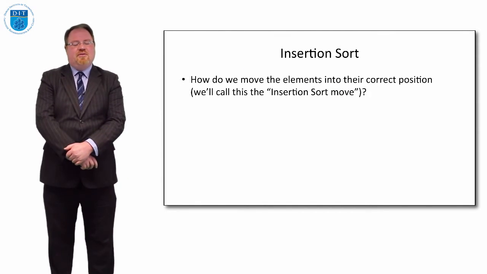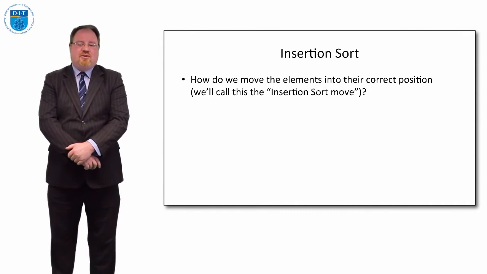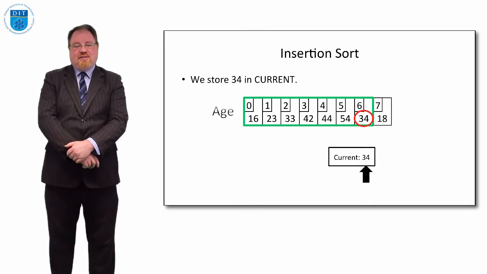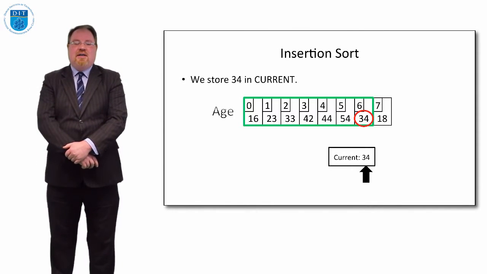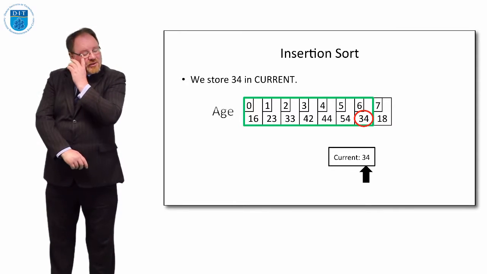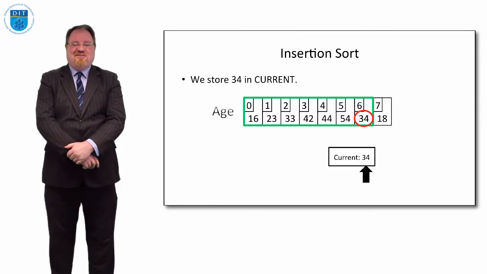So in terms of how we move the elements to the correct position, I'm going to give that a name. We'll call it the insertion sort move, and here's how it works. Let's say we're moving 34 to its correct position. We have a variable called current, and we store 34 in that variable.